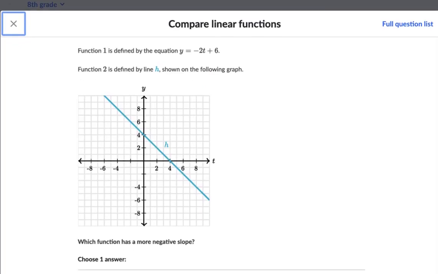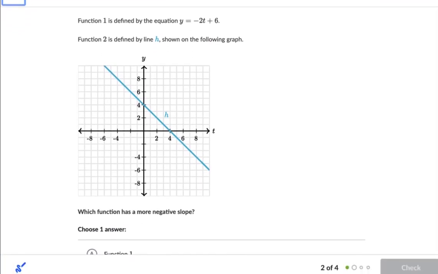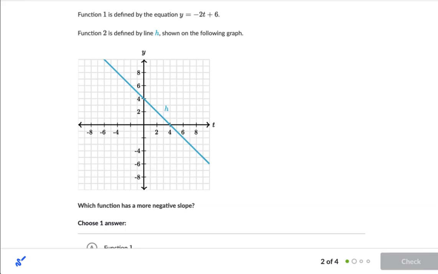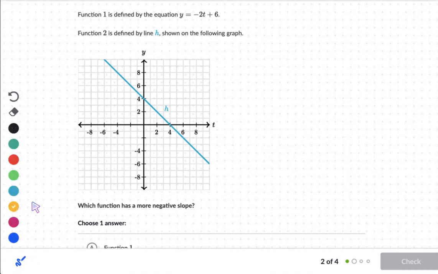Okay, so here is an example of a comparing linear functions question. We are given two functions. They've named them function 1 and function 2. Function 1 is defined by the equation y equals negative 2t plus 6. And function 2 is defined by line h, so it's on the graph below. They want to know which function has a more negative slope. Go ahead and pause the video and try it on your own first.